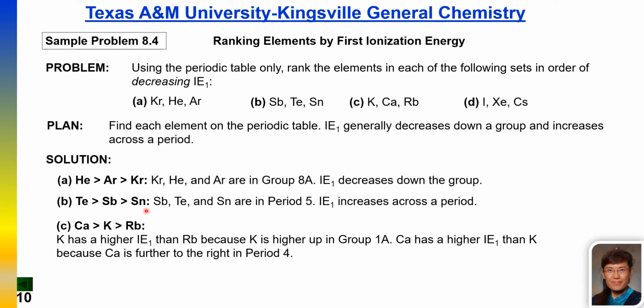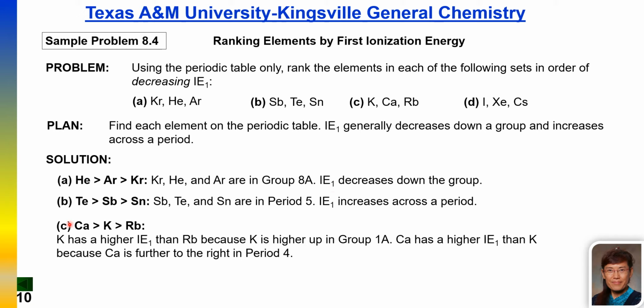And then the second group B, all of these 3 different elements, antimony, tellurium, and tin, are in the period number 5. From the same period, left to the right, ionization energy increases. I write it down IE1. This number 1 represents the first ionization energy.